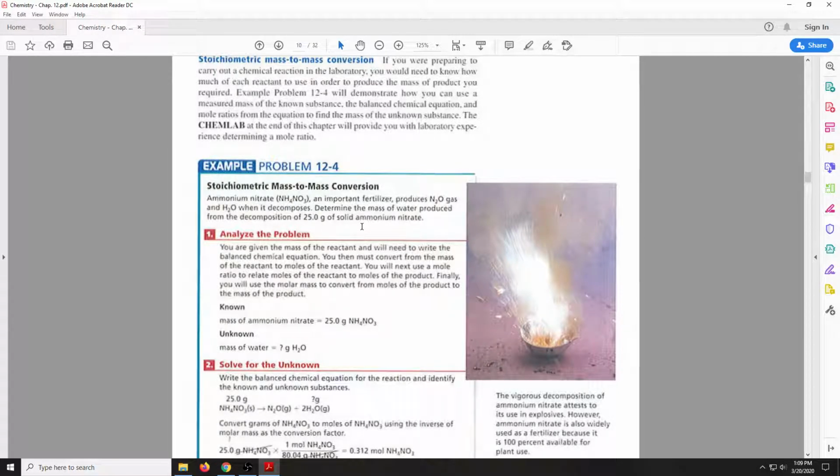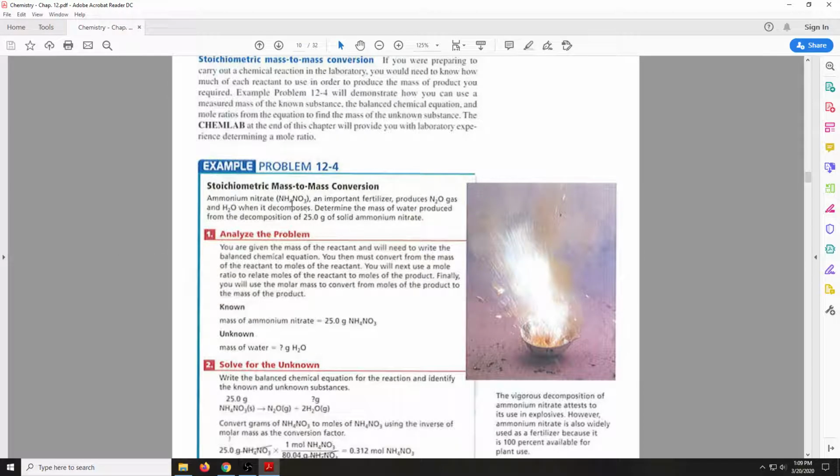So let's look at this. Ammonium nitrate is an important fertilizer. It produces N2O gas and H2O when it decomposes. Determine the mass of water produced from the decomposition of 25.0 grams of ammonium nitrate. Alright?